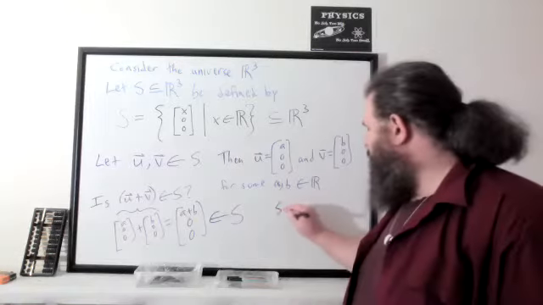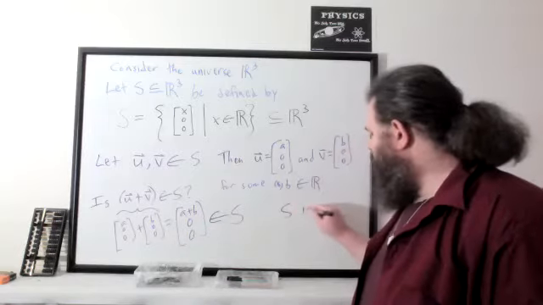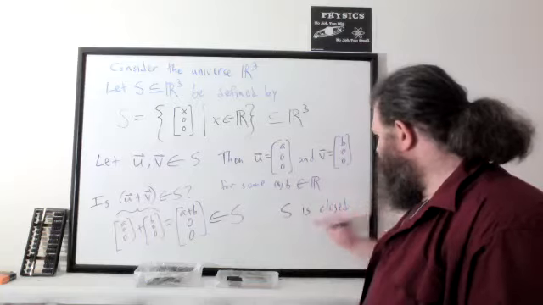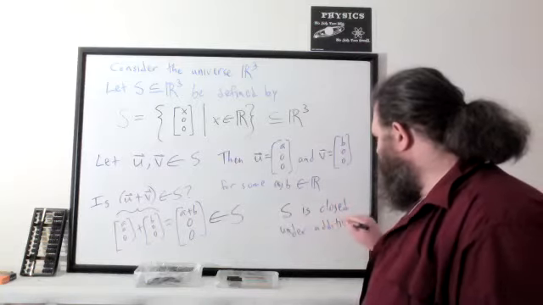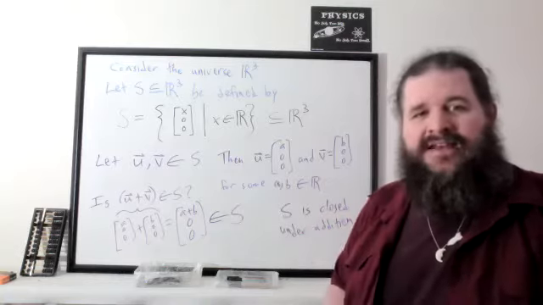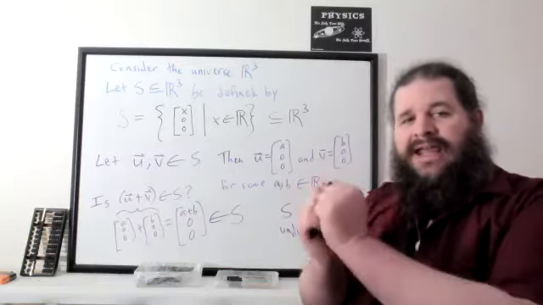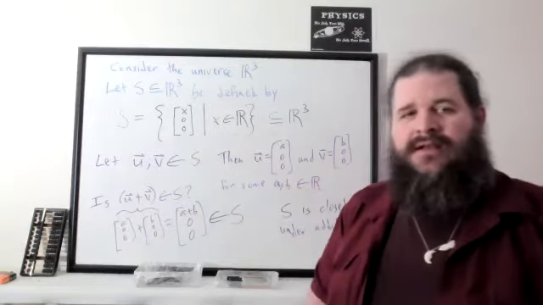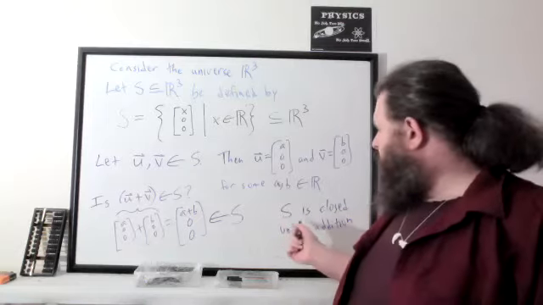We can say set S is closed under addition. And closed here just means you can't leave the set using this operation. You cannot take two things that are members of the set, add them together, and get something outside the set. The result is also a member of the set. So we've shown it's closed under addition.